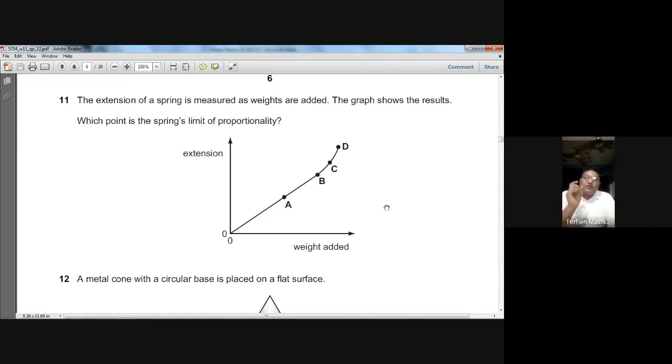That point up to which the graph is a straight line, that last point, is known as the limit of proportionality. The limit of proportionality here is point B. So point B is the limit of proportionality. For question number 11, B is the choice.